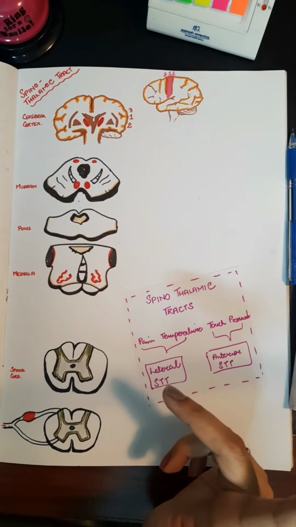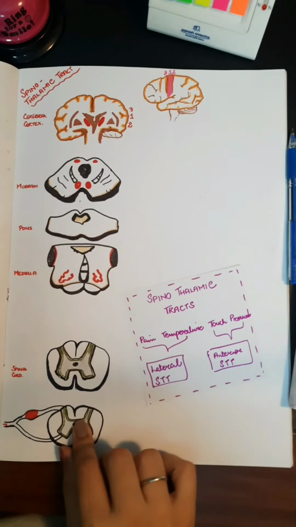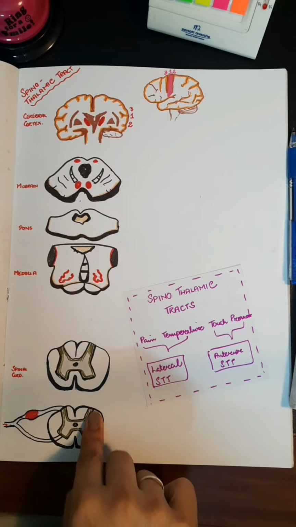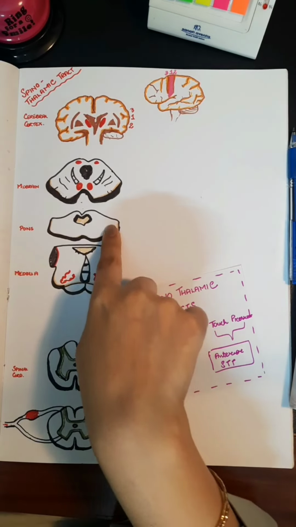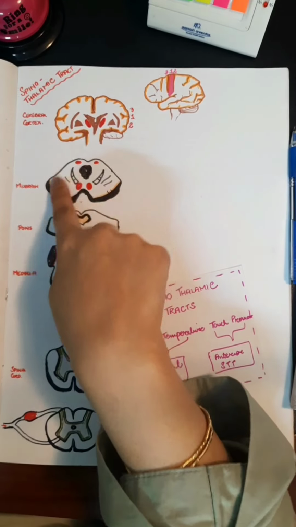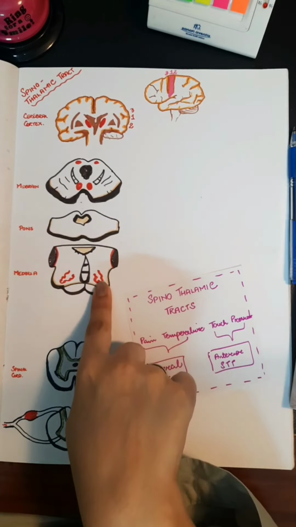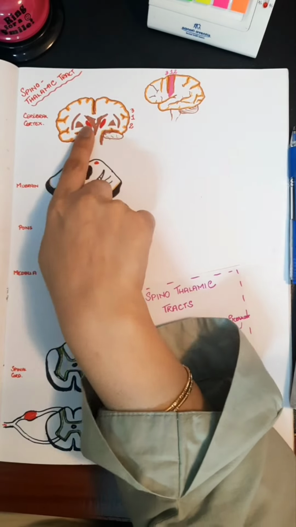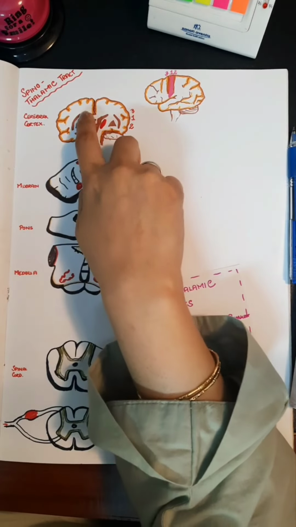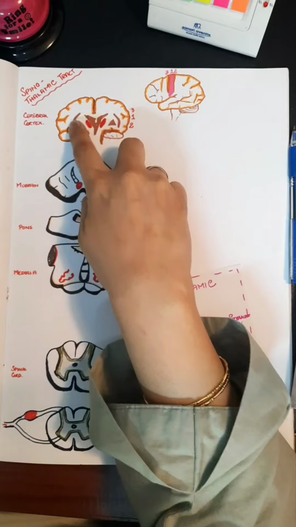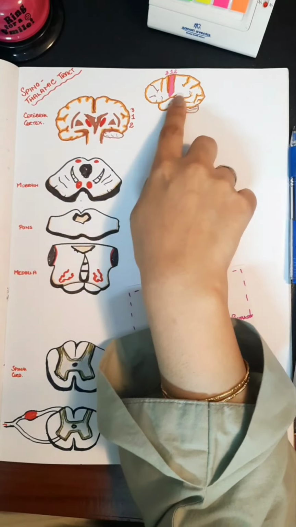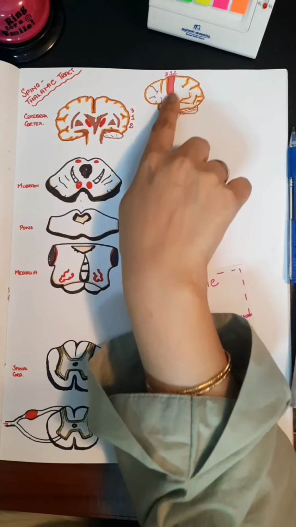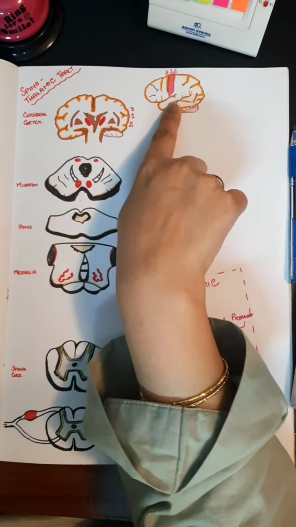So what is the pathway of these spinothalamic tracts? To illustrate it, I have already drawn the cross sections of the spinal cord at two different levels. This is the cross section of the medulla, cross section of pons, cross section of midbrain. Together they constitute the brainstem. This is the coronal view of the cerebral cortex, in which we are going to emphasize on the thalamus, internal capsule, and the somatosensory area. And this is the sagittal view of the brain, where we can see the highlighted area as somatosensory area.